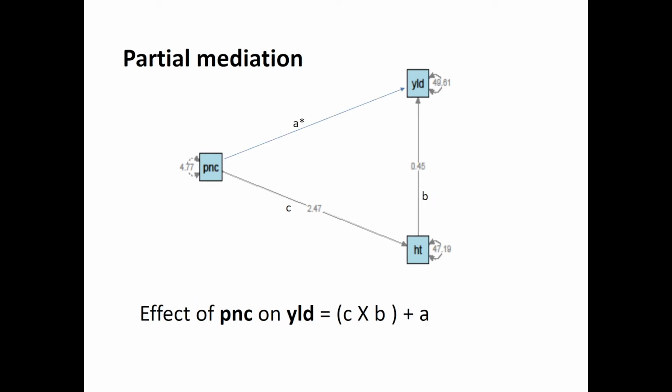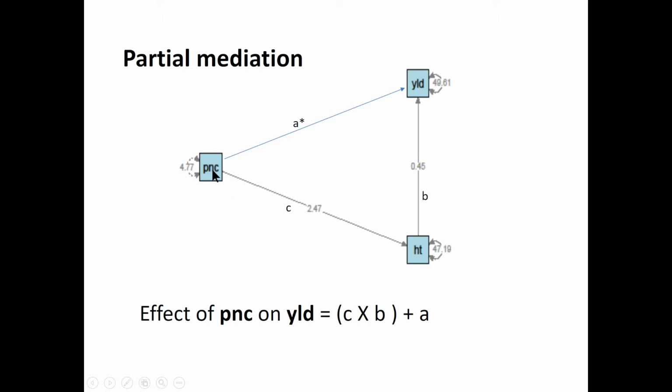We have partial mediation, whereby the effect of PNC partially passes through mediation and also partly passes directly to yield. So the portion of PNC that goes directly to yield, this path I've called A star. And this which directly passes to HT is C. And this path, HT directly to yield, is P.